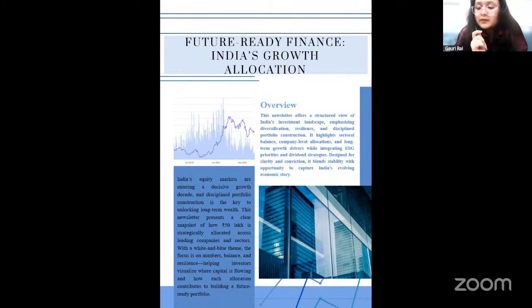ROE measures profitability for shareholders. More than 15% is a sign of efficient capital use. ROCE measures profitability from all capital, debt plus equity, and more than 15% is strong, especially for capital intensive sectors. Both should be evaluated over multi-year periods to assess consistency and quality of earnings.